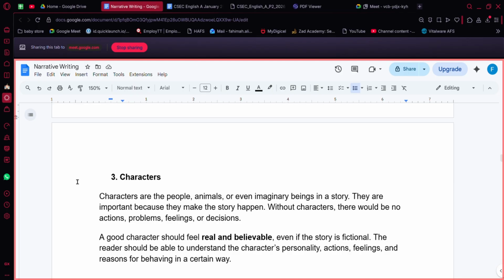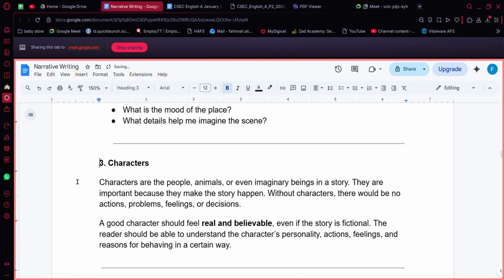So in your story, you need to have characters, right? Your characters are basically the people or the animals or any imaginary beings in your story. If you're writing a story about a ghost, your ghost is a character. They are important because they are the things that make your story happen. Without them, there would be no actions, no problems, no feelings, no decisions to make. A good character in a story should always feel real and believable.